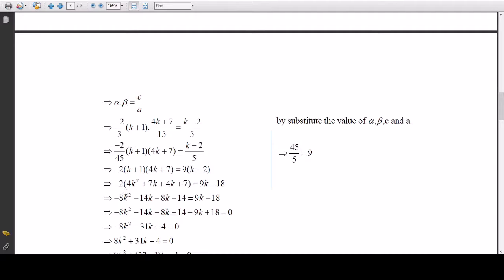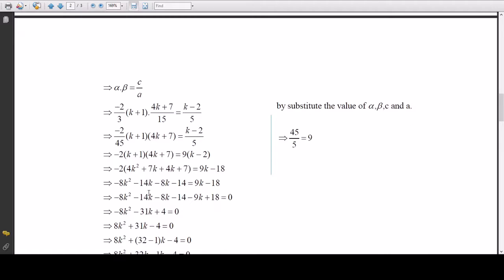Now you remove this bracket by multiplying: minus plus minus, 2 multiply 4 is 8k square, minus plus is minus, 2 multiply 7 is 14k, minus plus again minus, 2 multiply 4 is 8k, minus plus is minus, 2 multiply 7 is 14. Okay, now you look for similar terms, or you bring this 9k minus 18 to the left side. This plus will change to minus, minus 18 will change to plus. Now you look for similar terms.